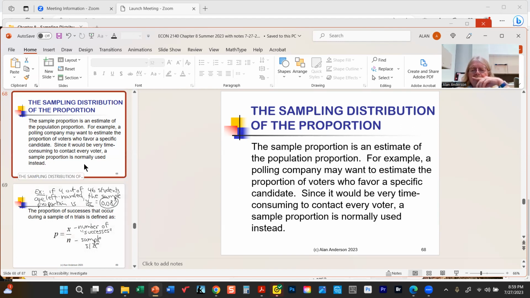So let's say that we want to know the proportion of voters who favor a specific candidate. Now, every time there's an election, you see all this information on TV. They don't often mention to you that there's no way that they contacted every voter to find out what they thought about an issue or a candidate.